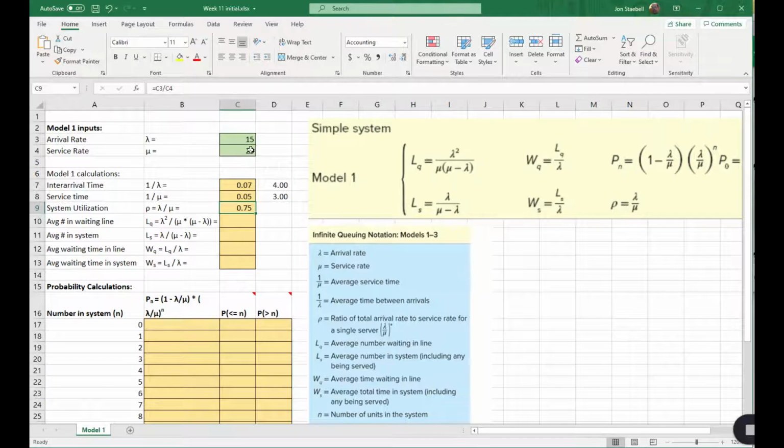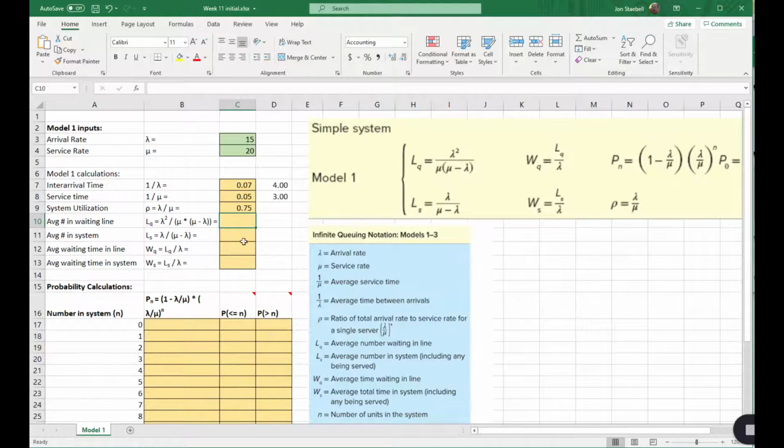You can look at the numbers and go, oh yeah, that makes sense. If 15 arrive per hour and we can handle up to 20 per hour, that makes sense that 75% of the time the server is busy. The next couple of formulas are just a little more complicated.